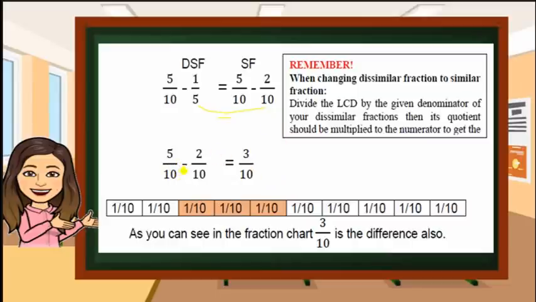So 5/10 minus 2/10. So what part of the fraction should we only subtract? The numerator. Still the numerator. So 5 minus 2. Ang 5, ibanan sa 2. We will get 3/10 as our answer. So that's it. So as you can see in the fraction chart, 3/10 is the difference also, or the answer.